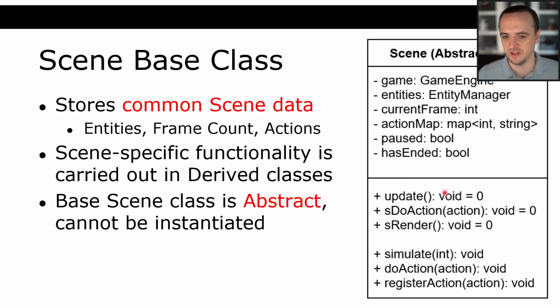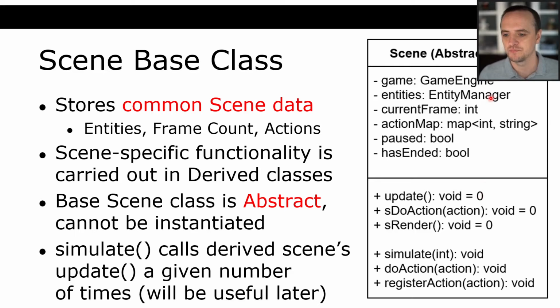That's the way you do this in C++. You declare a bunch of functions equal to zero. And simulate calls the derived scene update a given number of times. That's going to be useful later, but essentially we're just changing the way things work a little bit. And this update function is going to be called by the game engine, and the update function is going to call all of the relevant functions within our game scene. For example, the doing of actions, the rendering, all sorts of stuff like that.